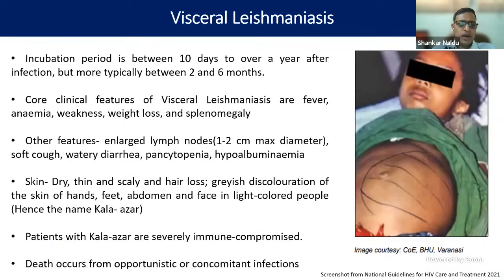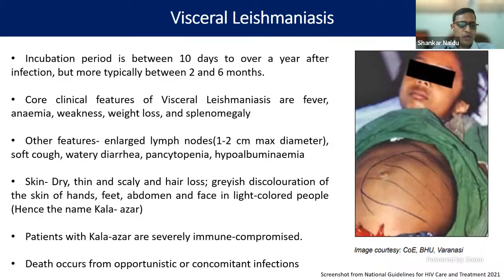The incubation period lasts from anywhere between 10 days to over a year, and typically it is between 2 to 6 months. The main clinical features of visceral leishmaniasis, as I already highlighted, are fever, cytopenias, weakness, weight loss, and massive splenomegaly, which is already depicted in this figure, where you can see the marking of the spleen. Such huge spleens are common in patients with visceral leishmaniasis.